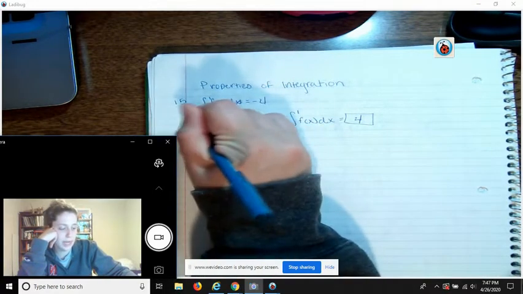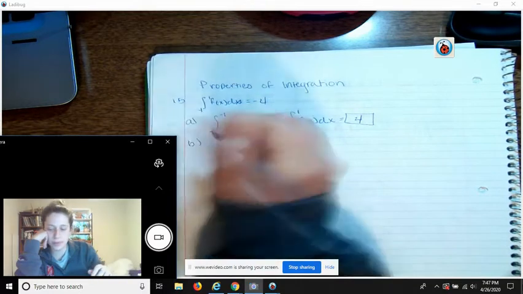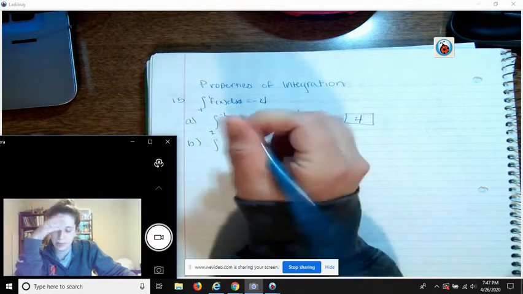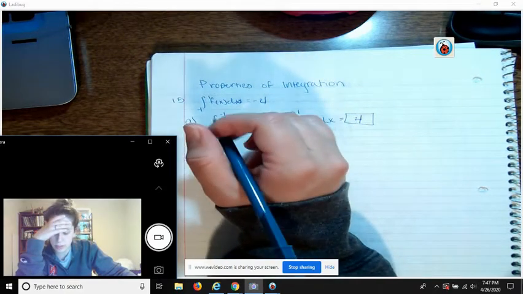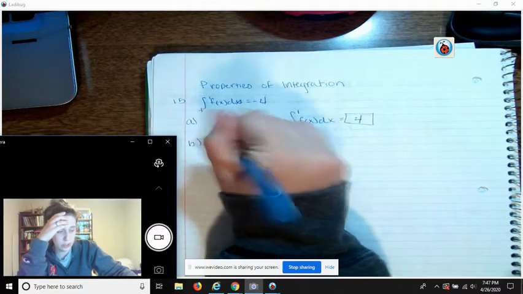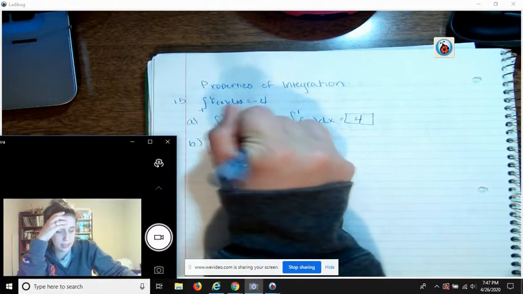That was part A. Part B, I'm pretty sure I did wrong. So for part B, it has the integral from -1 to 1 of 2 plus f of x dx.